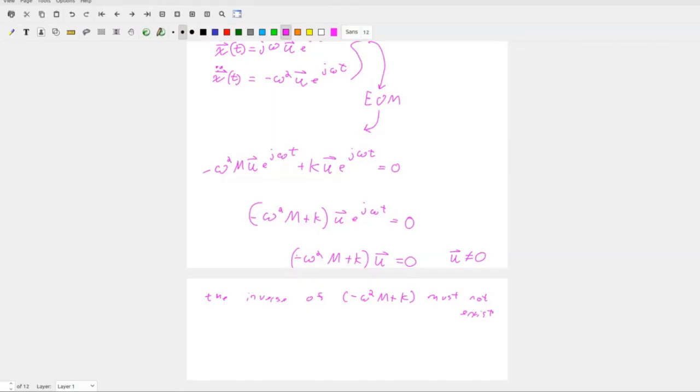So the next logical step, we're just working our way down, right? We're working our way down in terms of the easiest solution, and every time we hit one that results in something trivial, we just neglect it and move on, right? We add another condition. So now we're going to say that the inverse of negative omega squared m plus k can't exist.